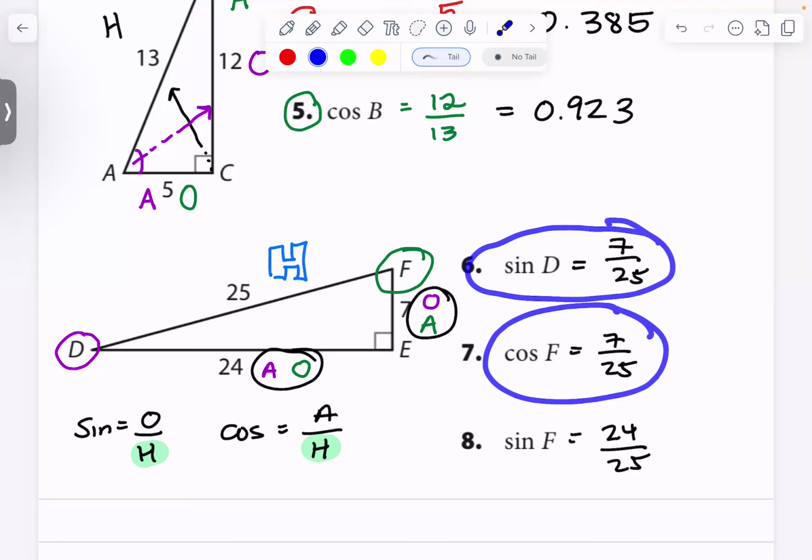And for now, we're only doing this with acute angles. We're never, ever, ever going to be looking at it from the 90-degree angle.